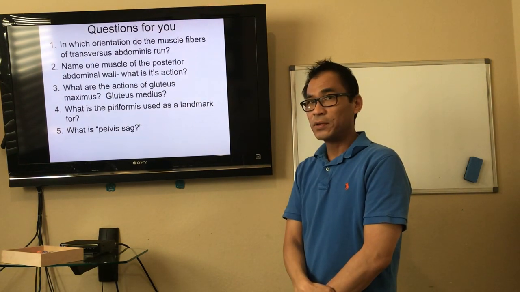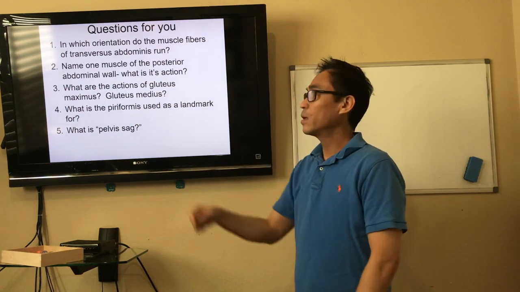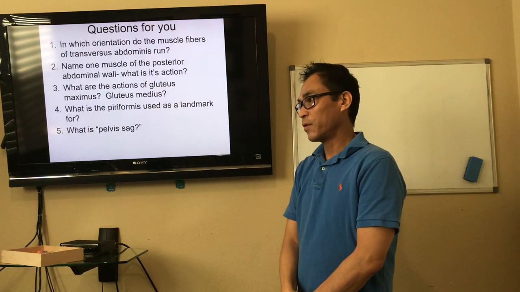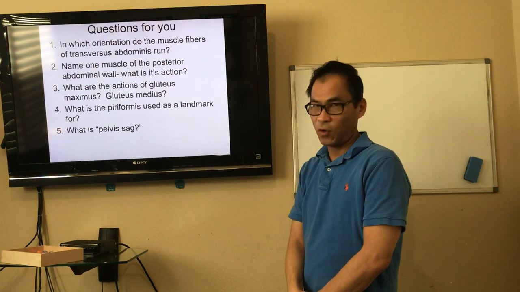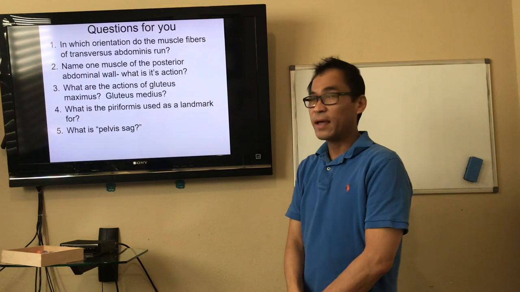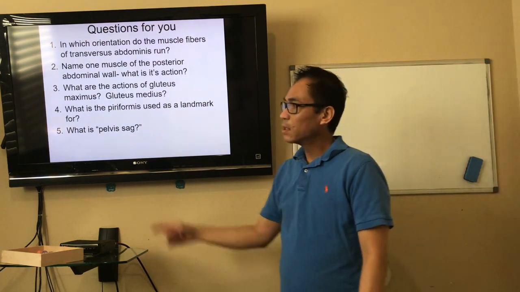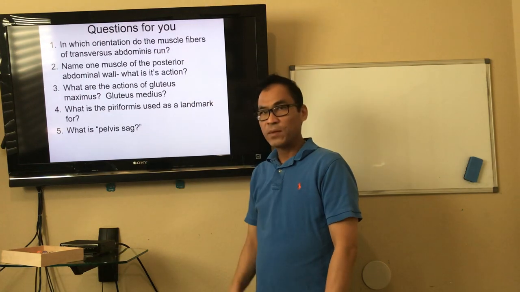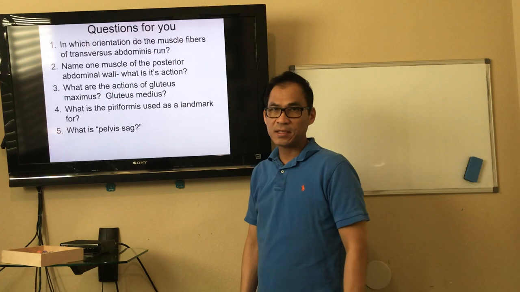The superior gluteal nerve, artery and vein exit superior to the muscle. The inferior gluteal nerve, artery and vein bundle exits inferior to the piriformis, as does the sciatic nerve in most cases. Pelvis sag results from weakness of the small gluteal muscles like gluteus medius and minimus.